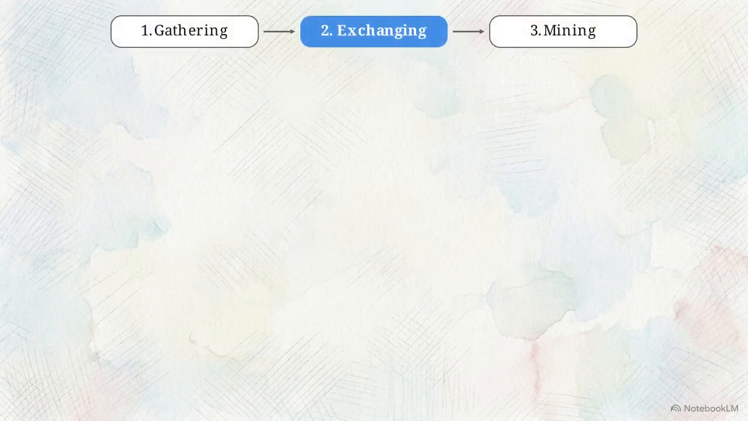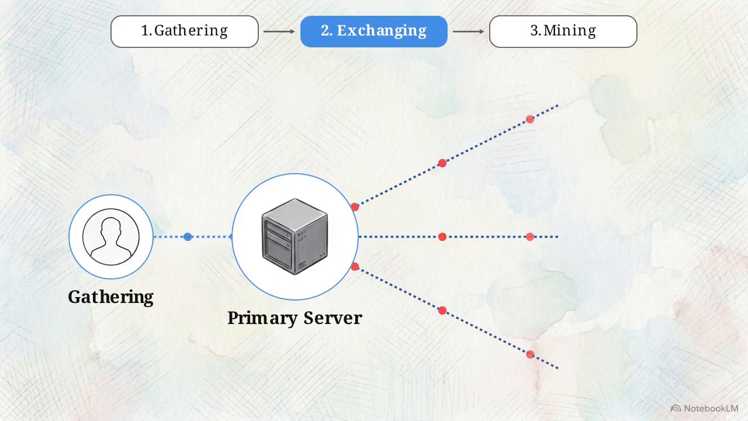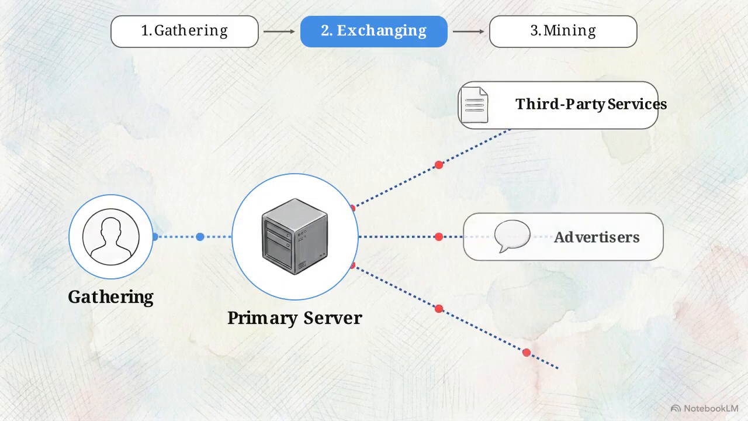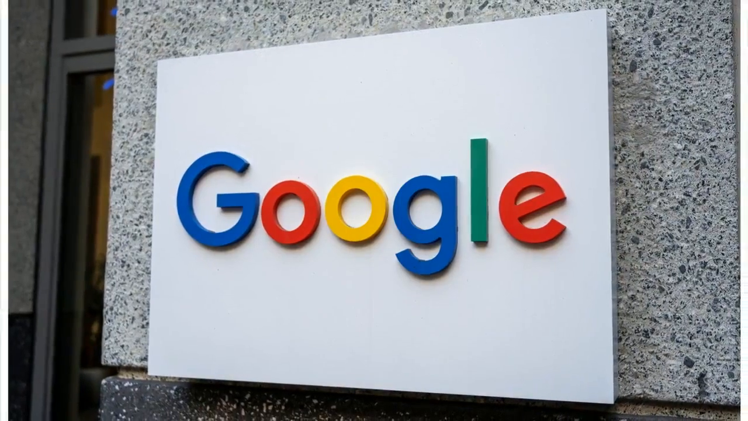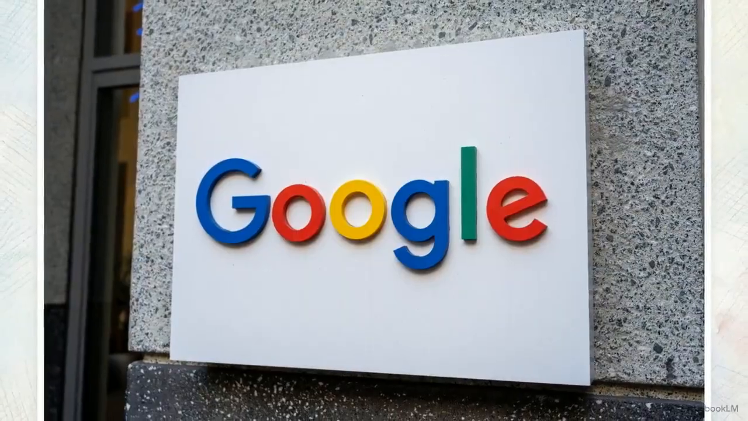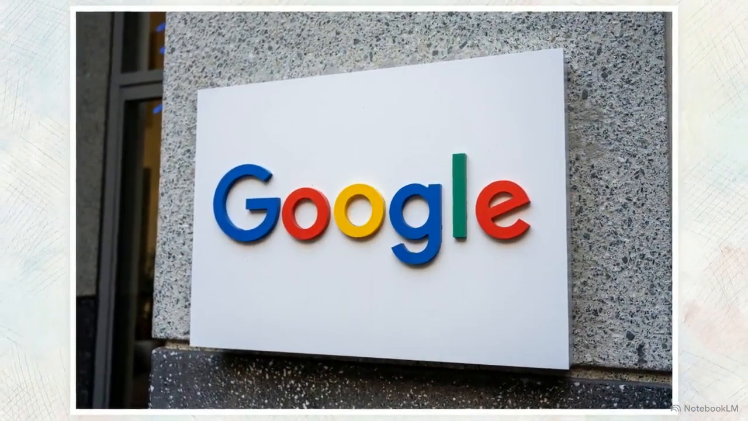Node 2 is exchanging. Data rarely sits static on a primary server. It is immediately routed outward into a secondary data broker ecosystem, shared with third-party services, advertisers, and sometimes governments. Tech giants like Google monitor and merge behavioral data across entirely different platforms, tying your search history directly to your location data and video views.